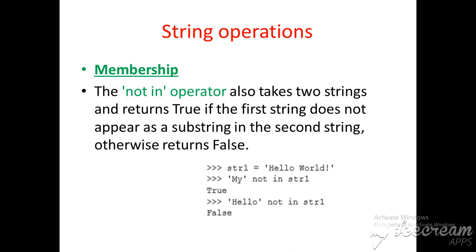The next one is the not in operator. Here string 1 is equal to hello world. Checking my not in str1 returns true because my is not in hello world. Next, hello not in str1 returns false because hello is already present in str1. This is the use of not in. The not in operator also takes two strings and returns true if the first string does not appear as a substring in the second string, otherwise it returns false. So the in operator and not in operator work in opposite ways. These are the different types of membership operators.